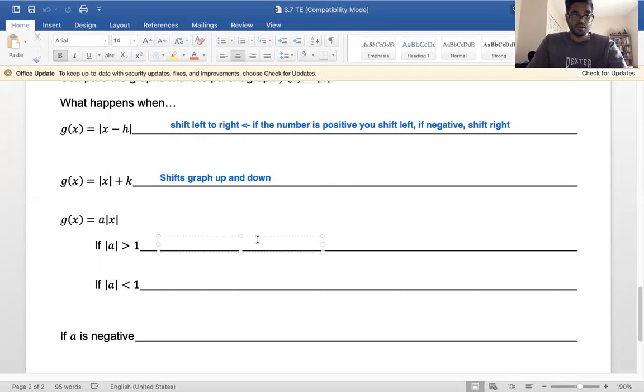If a is bigger than 1, this is a vertical stretch. And if a is less than 1, this is a vertical shrink. And last but not least, if it's negative, it's going to flip over the x-axis. So again, instead of looking at individual tables, we can just use these transformations to graph a lot faster, which is pretty nice.